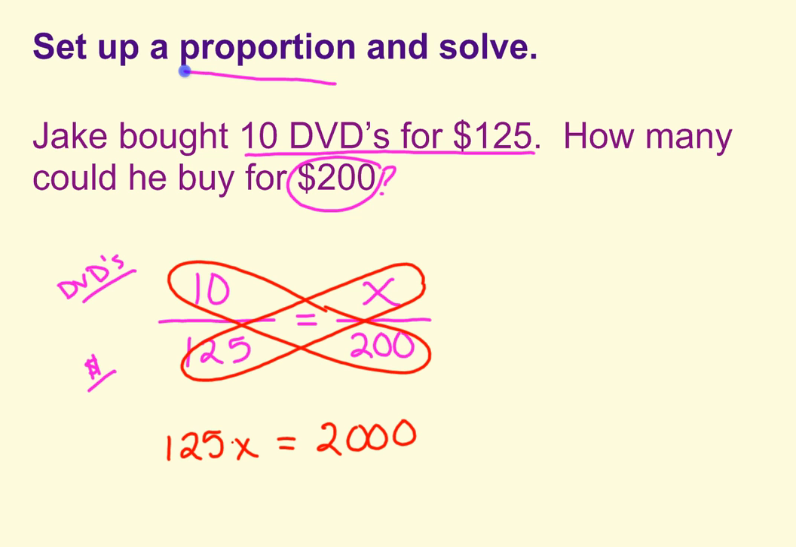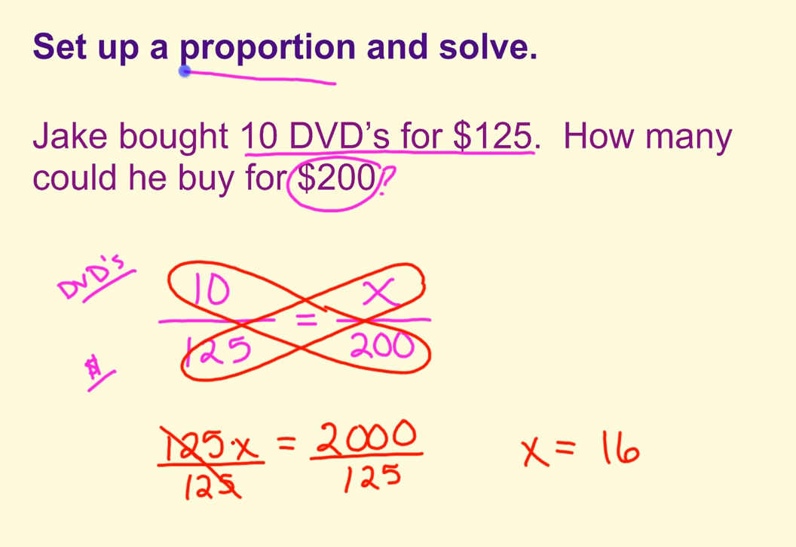x is being multiplied by 125, so we'll go ahead and do the opposite of that and divide both sides by 125. Those cancel. And then feel free to grab your calculator unless you know this in your head. 2,000 divided by 125 is 16. So x equals 16. Now it's a word problem, which means we need to answer the question.